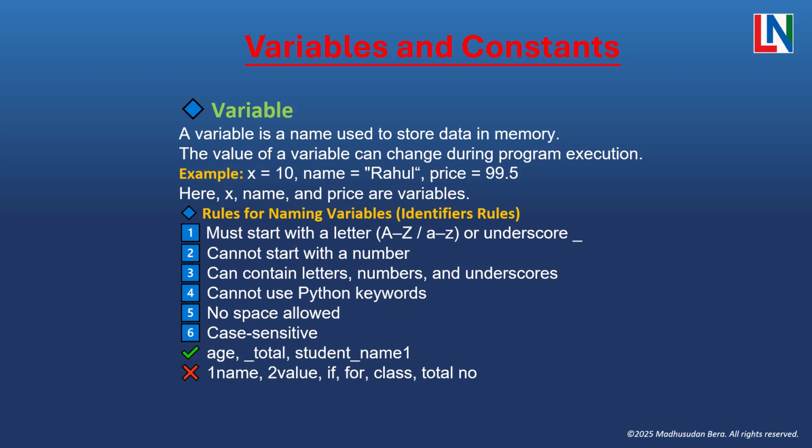Because the first one is 1name, we cannot start a variable with a number. Then if, for, class, these are keywords, so we cannot use them. Then total number, here there is a space between total and number, so this is invalid.